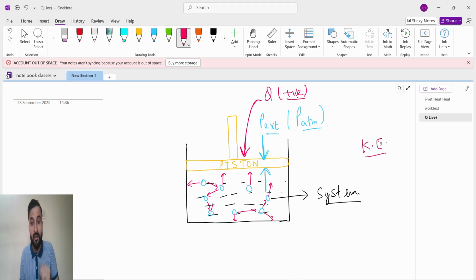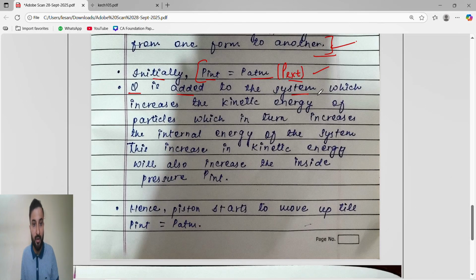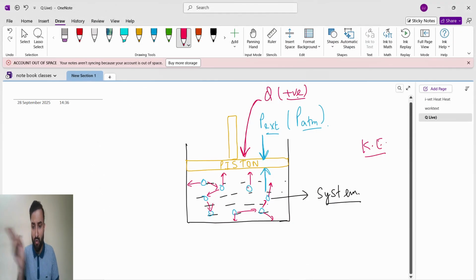There is an increase in kinetic energy. See here, Q is added to the system, which means it is an endothermic process, and Q is positive here. Q is added to the system, which increases the kinetic energy of the particles, which in turn increases the internal energy of the system, right? Because what will happen? Temperature is increasing, movement of particles is increasing, kinetic energy is increasing, so everything is increasing.